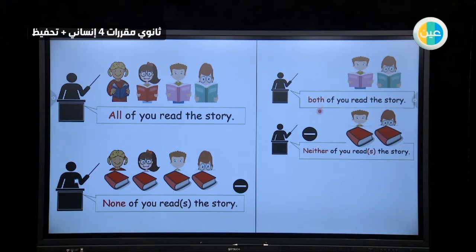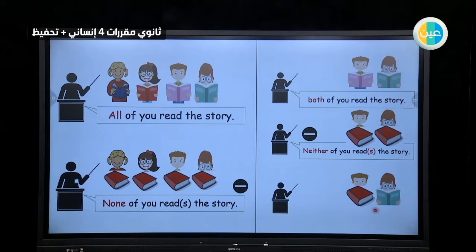Neither is the opposite of both. It gives a negative meaning, but we can't see not. There is no not in this sentence, just neither gives us a negative meaning. Also, we can use it as singular and plural. Okay, the last one we have here, you can see that both of the students open their books and read the story. Here, neither, none of these 2, neither. No one of these students reads the story.